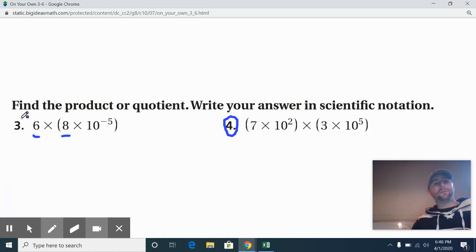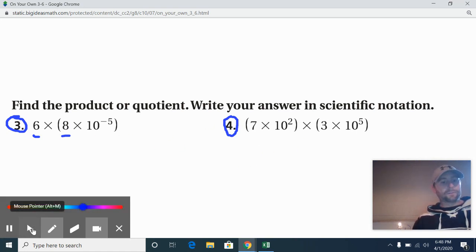So why don't you try both of these quick, just as a quick check. So try these at this time, pause your video, and then when you come back, answers will be there for you. Okay.